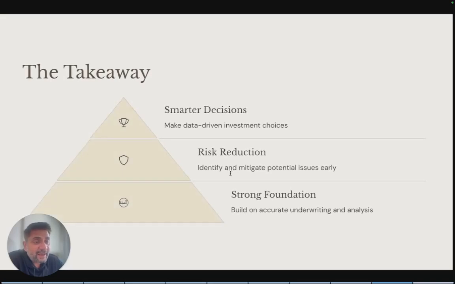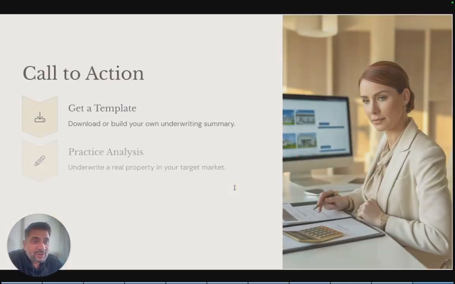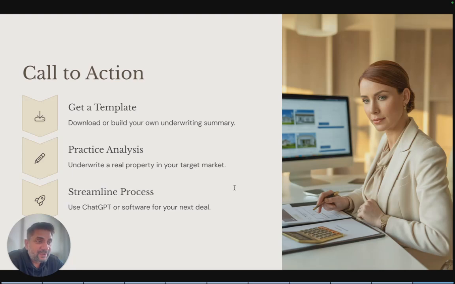Accurate underwriting and cap rate analysis are the foundation of successful commercial real estate investing. By understanding NOI, net effective rent, and the difference between cap rate and yield, you'll make smarter data-driven decisions and avoid costly mistakes. So make sure that you download or build your own underwriting summary template. Practice underwriting a real property. Start with the Dallas office example or a property in your target market.